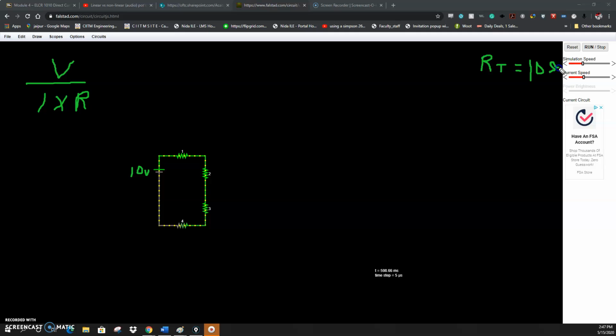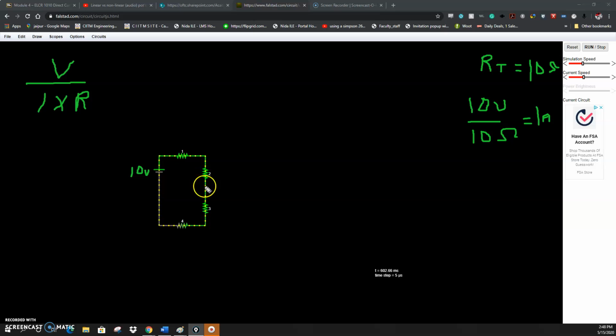So there's the little ohm symbol, best I can do. We've got 10 volts because we got our voltage right here. So we can take 10 volts and divide it by 10 ohms. And that's easy math. That comes out to be 1 amp.